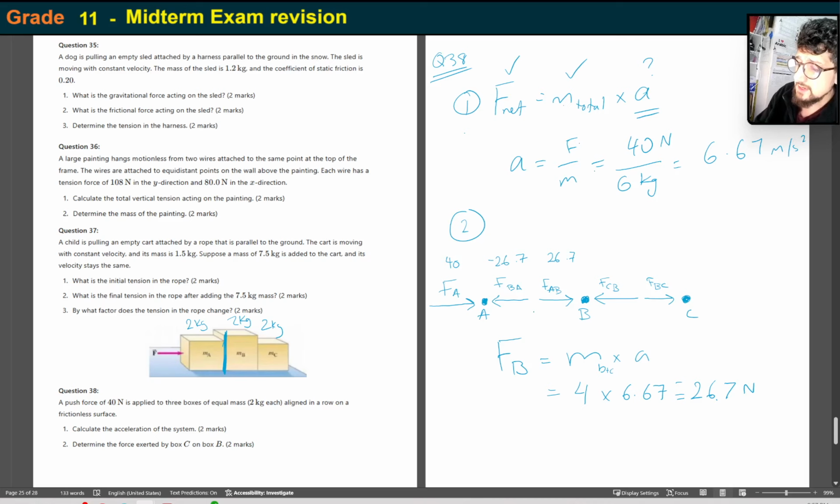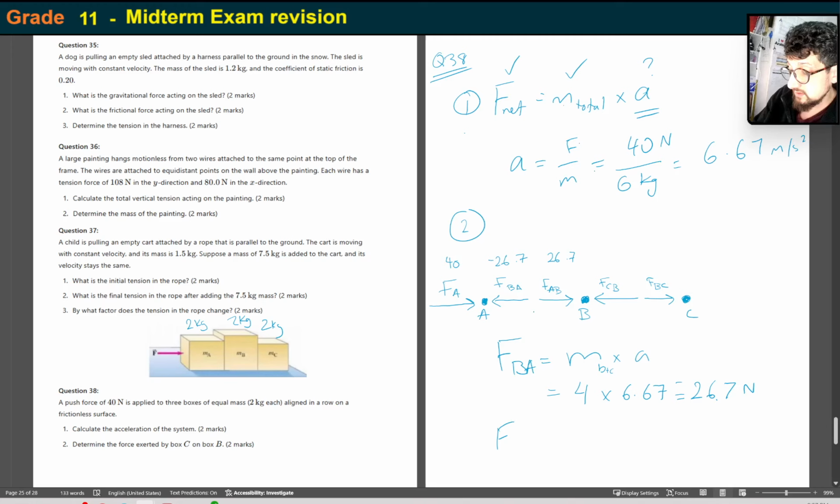Silly me. Anyway, the force of C on B, so hopefully you can do that. Obviously, that's this guy here. This is only C, not anything else, so it's going to be 2. That's the force of B on A.